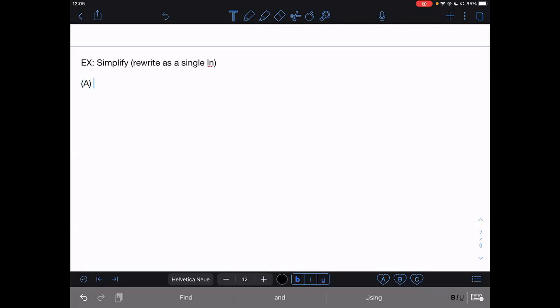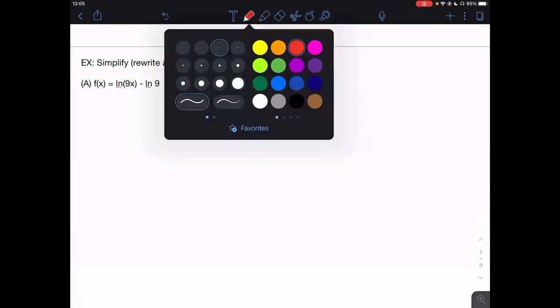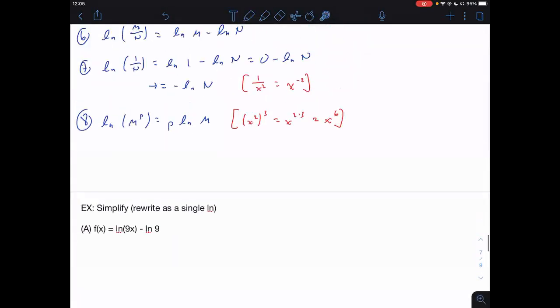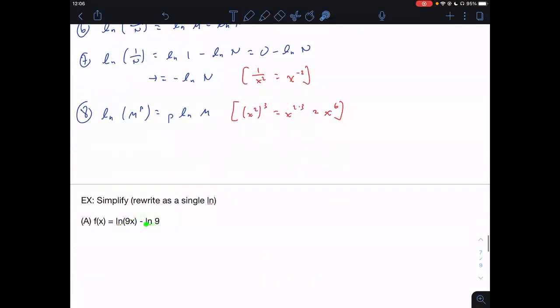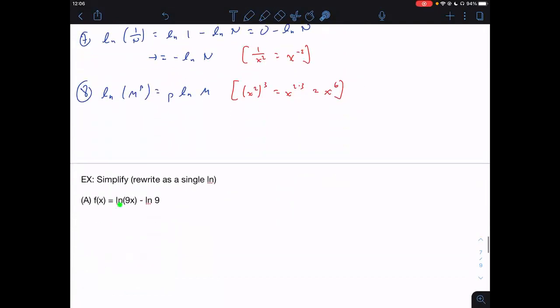All right, suppose with part A here we want to rewrite the following expression, f of x equals the natural log of 9x minus the natural log of 9. So we want to use the properties we have above to rewrite this as one single natural log expression. As long as the base of our logs are the same, we can combine them together as one single log term. But we have to be careful in knowing which property to use depending on how the expression is formatted.